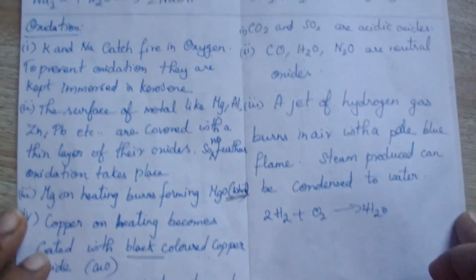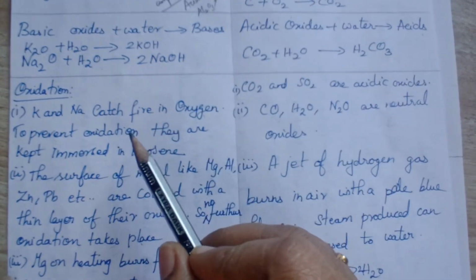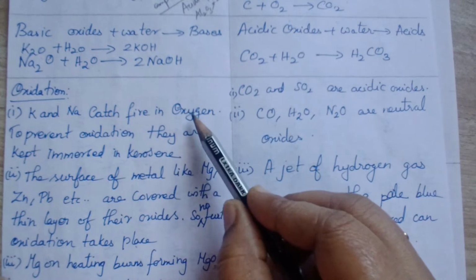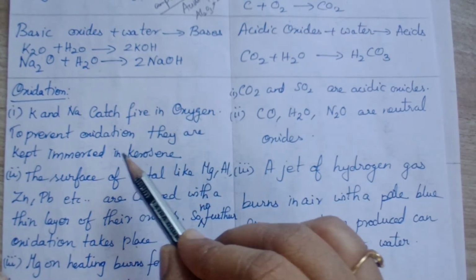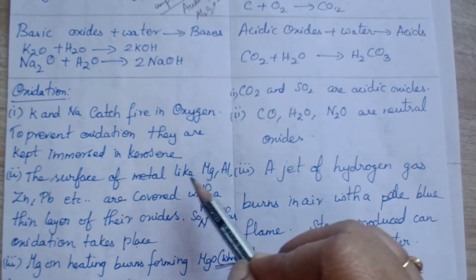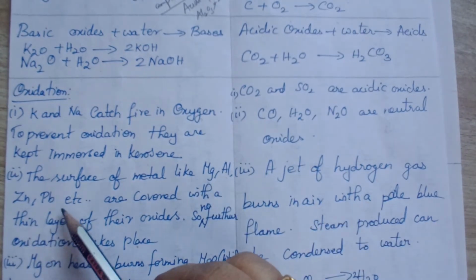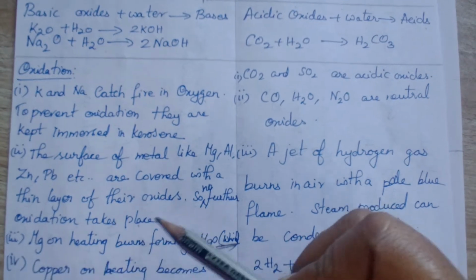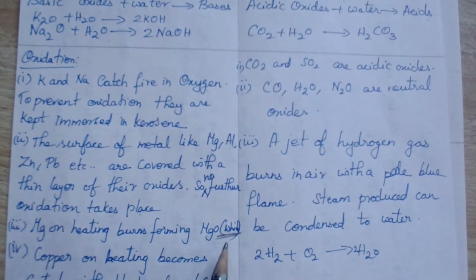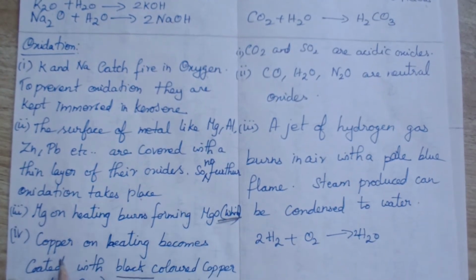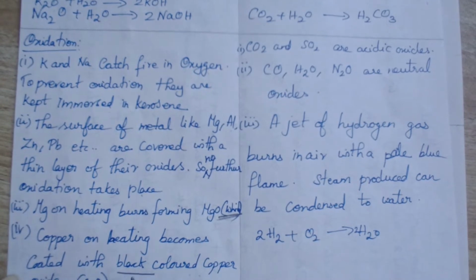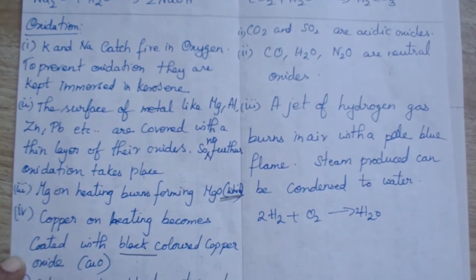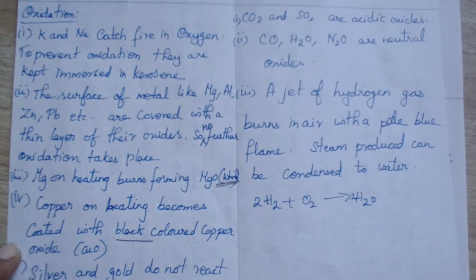So what we learned: potassium and sodium are reactive metals, so they easily catch fire and are always kept immersed in kerosene, whereas magnesium, aluminum, zinc and lead are already coated with an oxide layer, which prevents further oxidation. Magnesium oxide formed is white in color, and when copper is heated, it forms copper oxide which is black in color. Silver and gold do not react with oxygen at all.